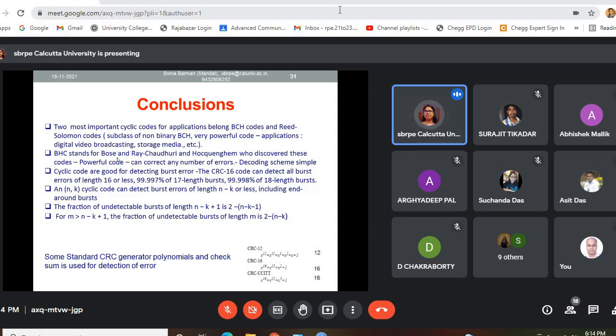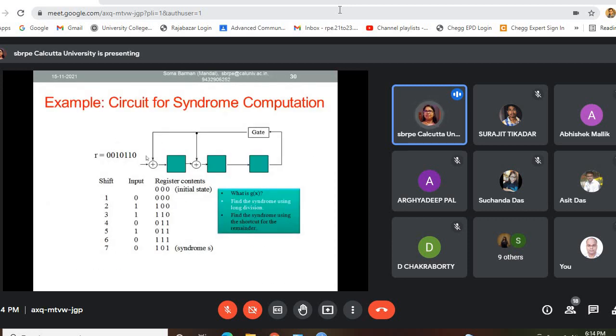So this way you can find out the syndrome, or by long division. I have skipped the long division, but actually this circuit is based on long division. Okay. So this is the shortcut method.